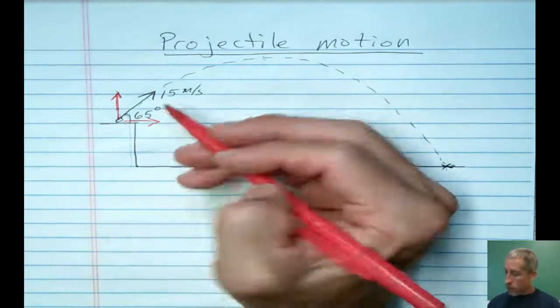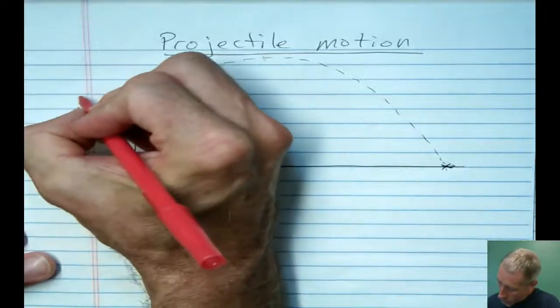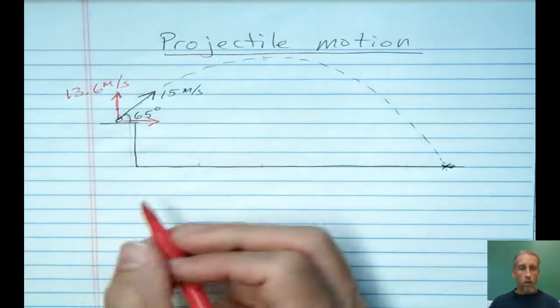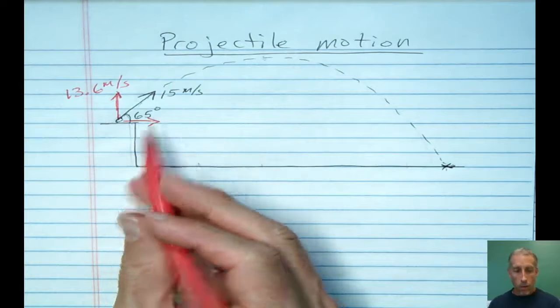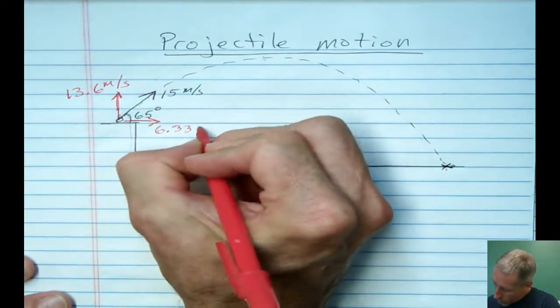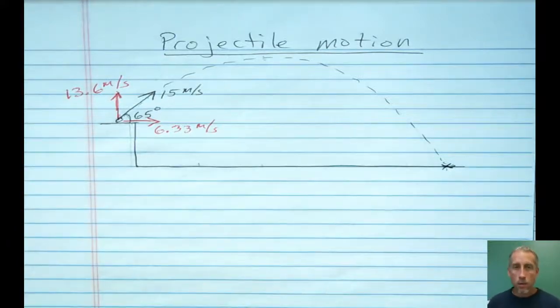I would use the sine of 65 to get the vertical component, and that ends up 13.6 meters per second. And I would use the cosine of 65 to get the horizontal component, and that's 6.33 meters per second. I try to keep a couple extra digits as I do these preliminary steps so I don't end up rounding multiple times to get my final answers.